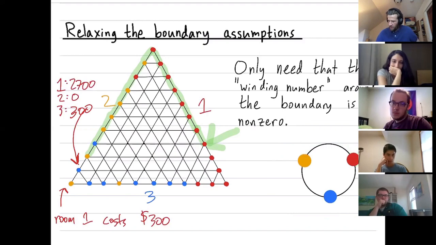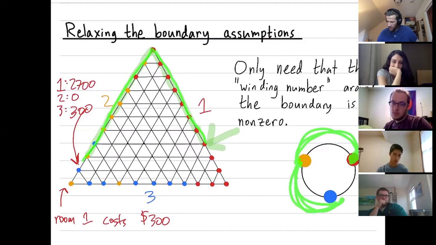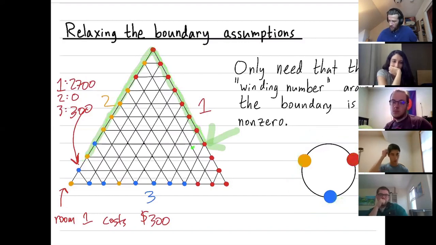As I walk around, I see red, red, red. Then I go to orange. Then I go back to red. I keep going to orange. Eventually I go to blue, back to orange, back to blue, back to orange. And then eventually I get back to red and I stay there. So as you walk around this boundary, draw the loop around the circle that you traverse. As long as you wrap a non-trivial number of times around that smaller circle, then Sperner's lemma still applies. You have to be more careful about the proof, but Sperner's lemma still applies. You still get a small rainbow colored triangle.